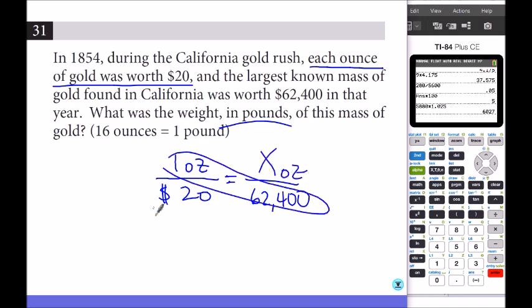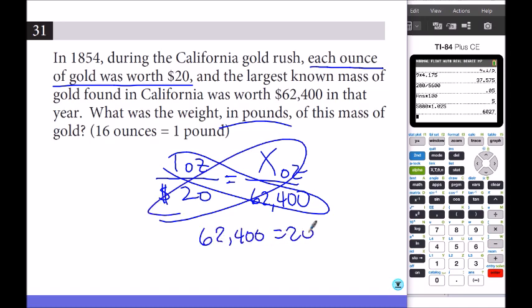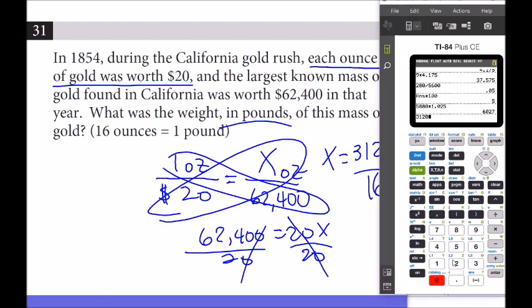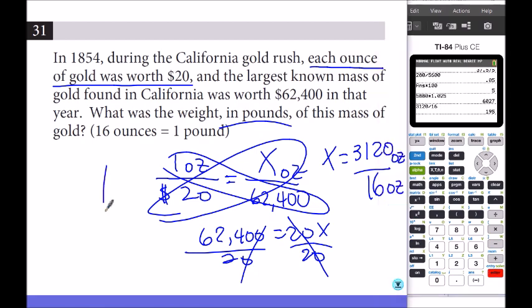So cross multiply. So basically you have to just divide by 20, right? When you cross multiply, you get x equals 62,400 over 20. So you're solving for x, divide it. So you get x equals 3120 ounces. But it should be in pounds. So now what do you do? You divide it by 16 ounces to get pounds. 3120 divided by 16 is 195. 195 pounds.